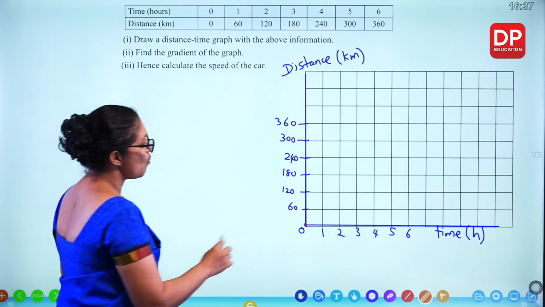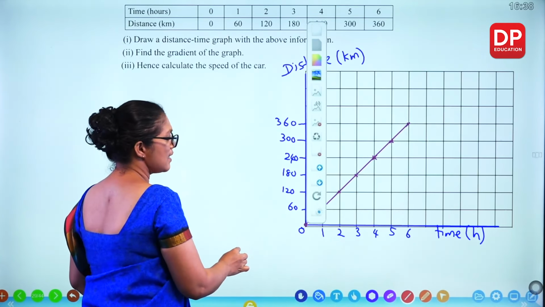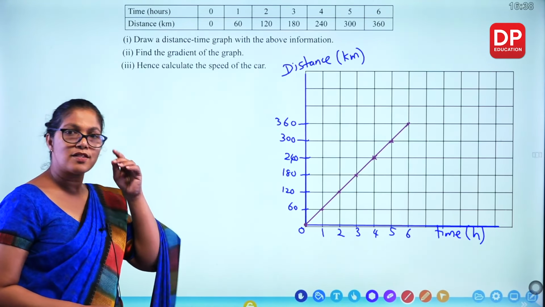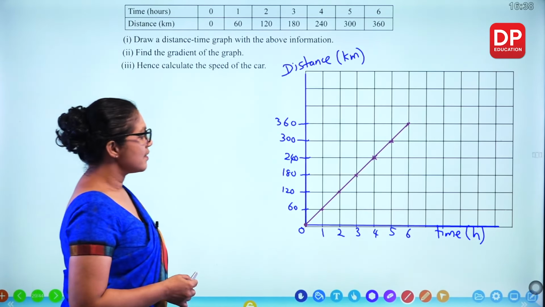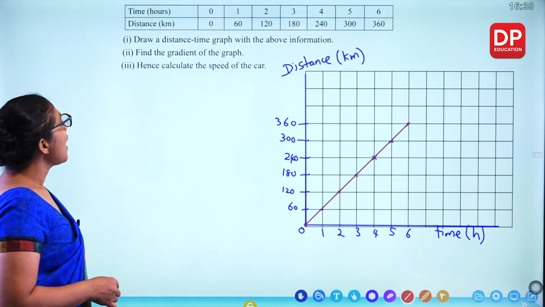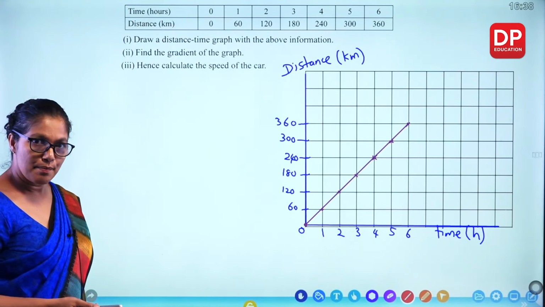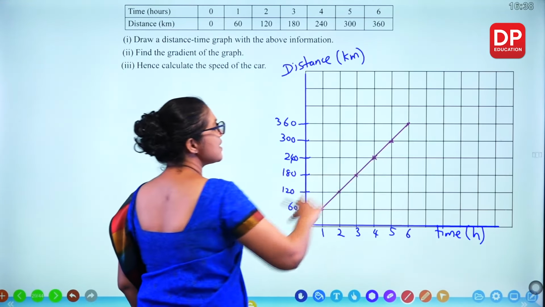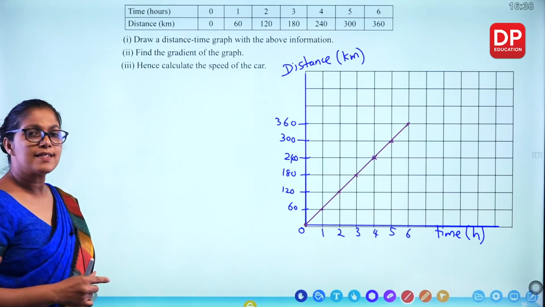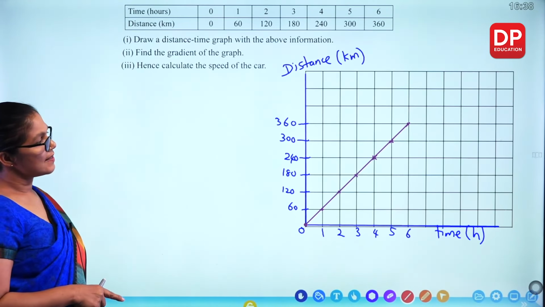Now take the ruler and connect. So we can start from here and connect these points. So that's the distance time graph. Now we'll try to answer the questions. Find the gradient of the graph. Gradient means same as speed. Gradient is the y distance divided by the x distance.